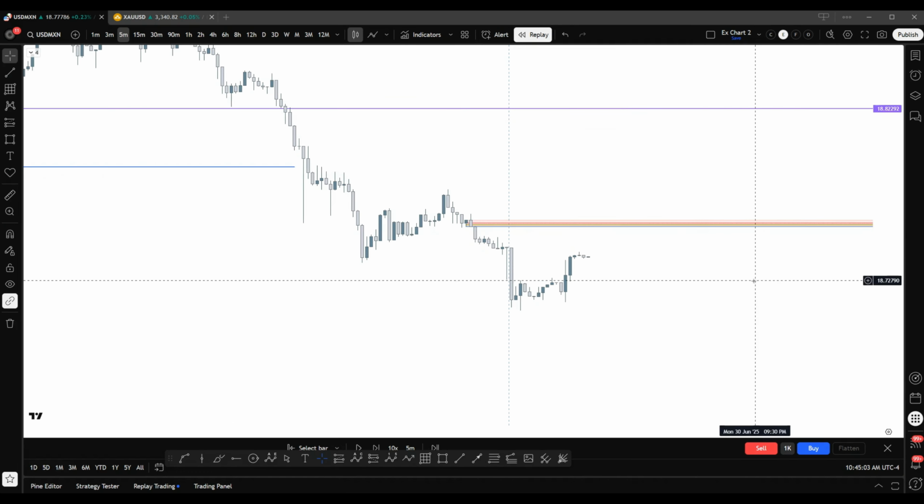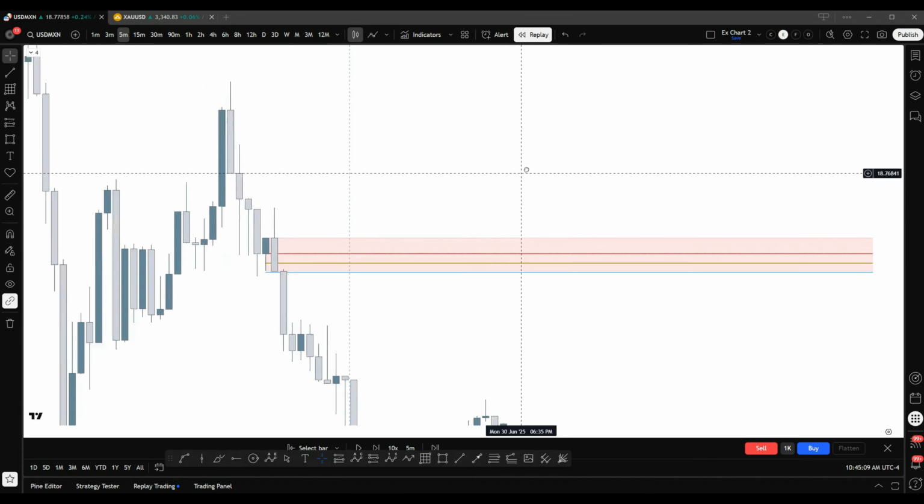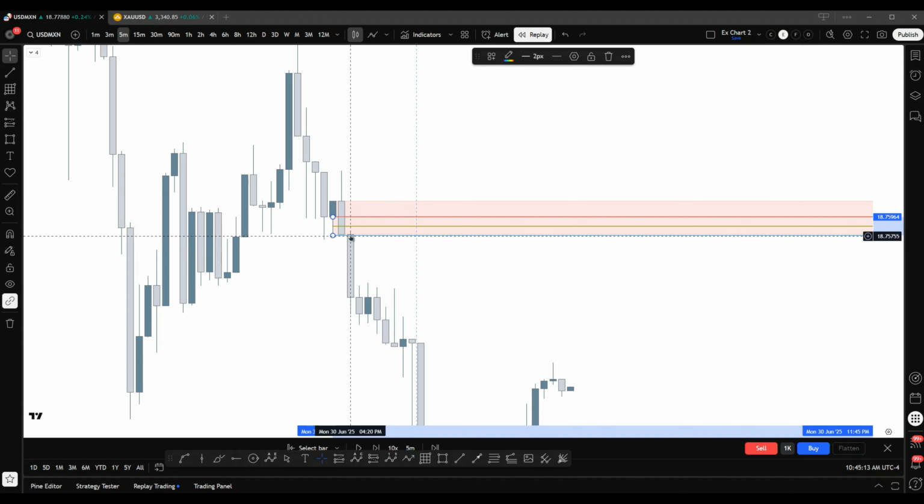So once we're in the 5-minute, what do we see here? We finally end up spotting an immediate rebalance. This bad boy right here. So as you can see, we have that immediate rebalance. We also pair that up with a supply zone.